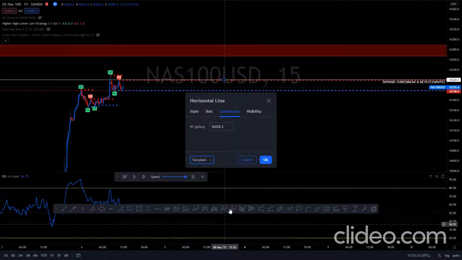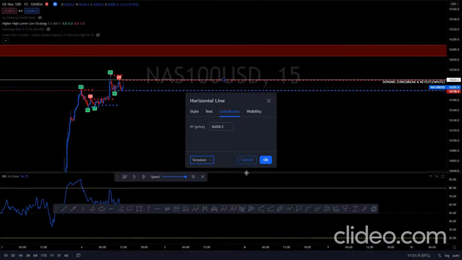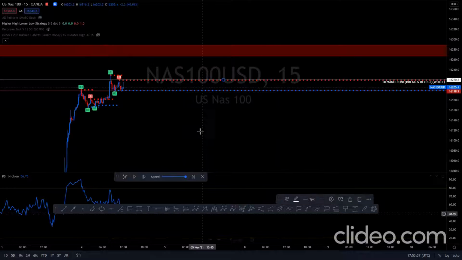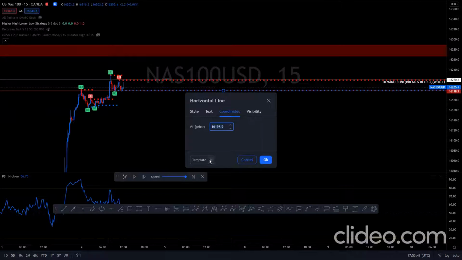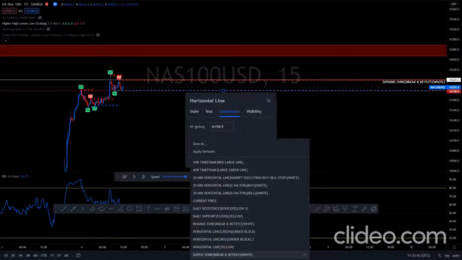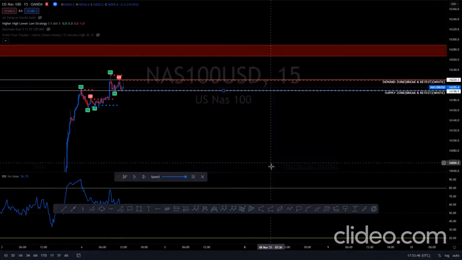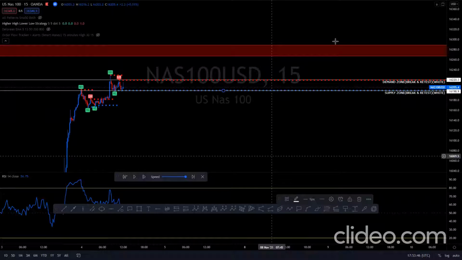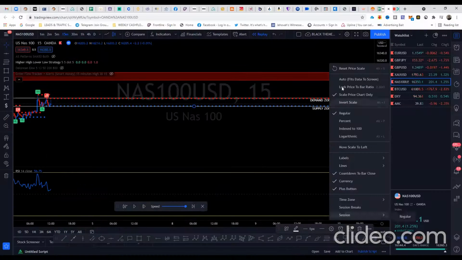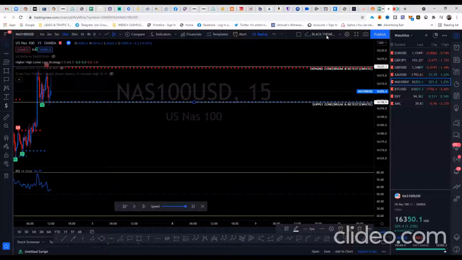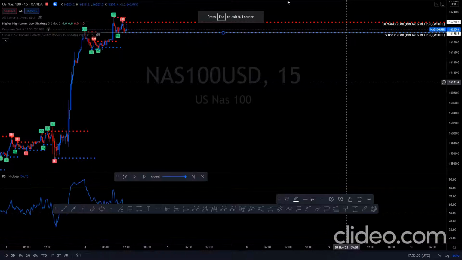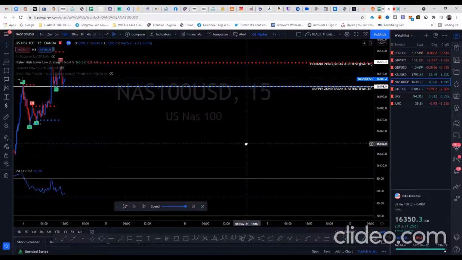So the top is going to be the demand zone break and retest. And then the bottom is going to be the supply zone break and retest. Now, I didn't mean to save that, but it's all good. I think I can still go back. If not, I can mark it up because I remember what I did.